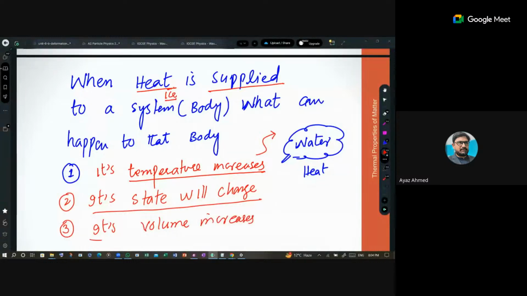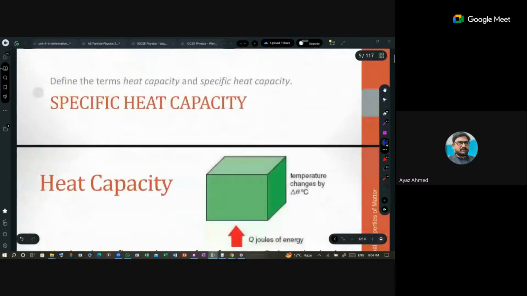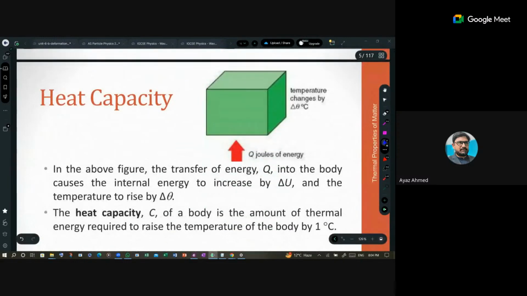Isn't it the apparent change you observe in your daily life when you heat up a system? Yes, sir. When we heat up a system, its temperature may increase, its state may change, or its volume may increase. So let's talk about heat capacity in a proper way.